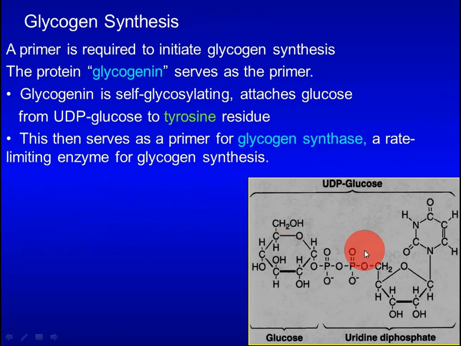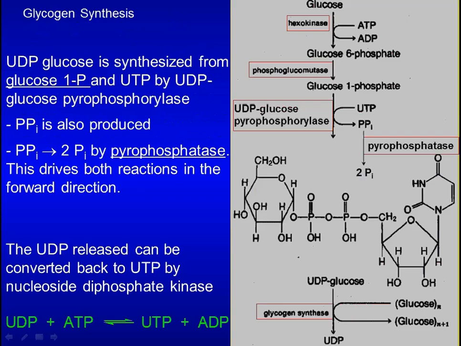Here is UDP glucose. This glycosylated protein then serves as a primer for glycogen synthase, a rate-limiting enzyme for glycogen synthesis. UDP glucose is synthesized from glucose 1-phosphate and UTP. Glucose 1-phosphate is derived from glucose 6-phosphate from glycolysis. Glucose from UDP glucose will be transferred to a growing glycogen.